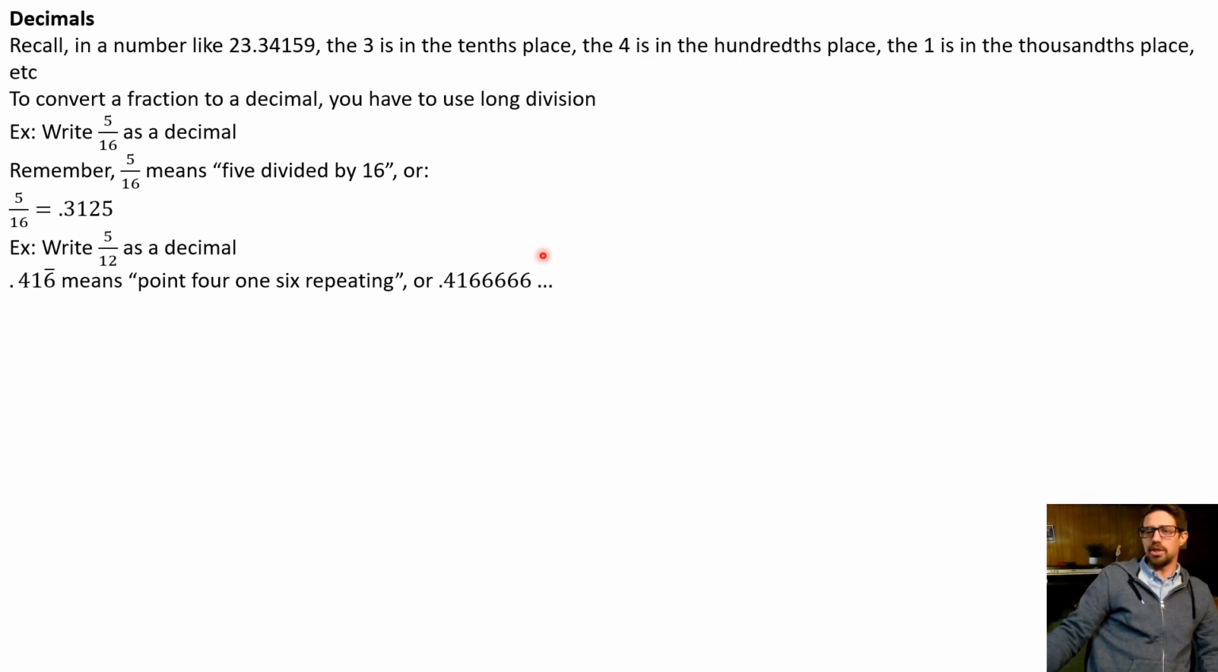Because repeating digits in a decimal is something that comes up a lot. So that's what the little bar means. The little bar means if you tried to do the long division, you would just remember you just keep getting the 6 over and over again.